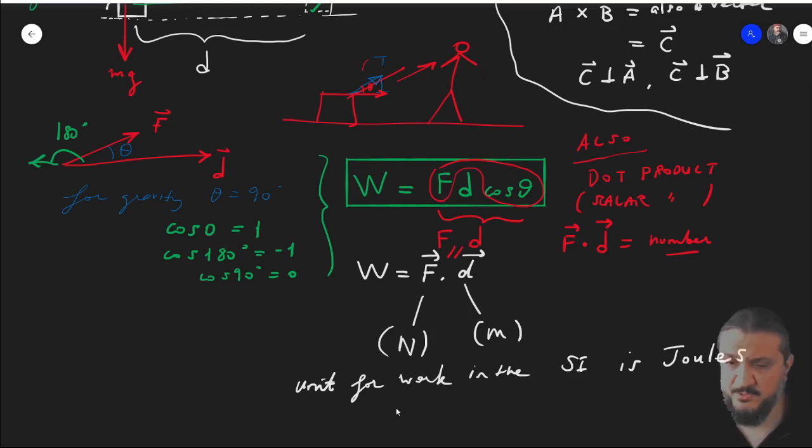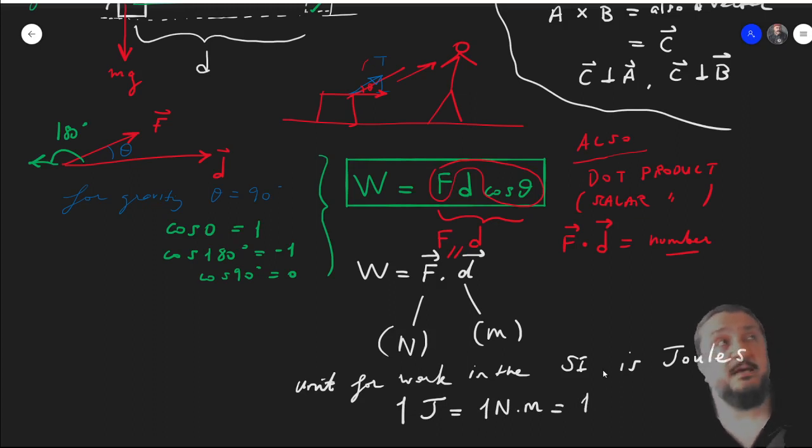So 1 joule, or J for short, is equal to 1 Newton meter, or if you prefer to write newtons as kilogram meters per second square, remember from Newton's second law, F equals ma, right? So kilograms meters per second square is 1 Newton, and you multiply it by another meter, so this becomes kilogram meters squared per second square.